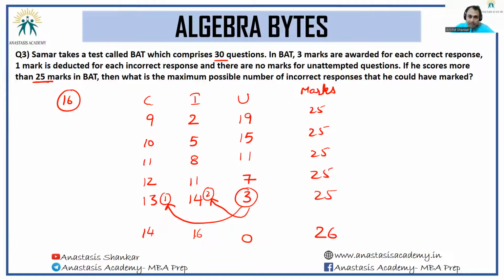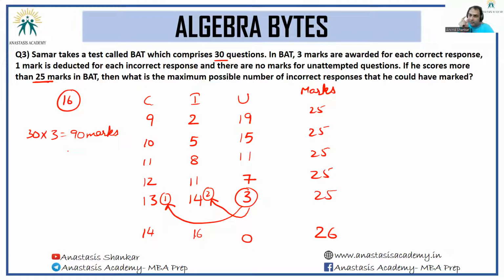Okay. Another way you could have potentially arrived at this solution is: let him get everything correct. So he would have 30 into 3, 90 marks. Now you have to watch the scores for every correct question that turns incorrect. For every correct question that turns incorrect, the score will fall by 2. So the score will fall by 4.